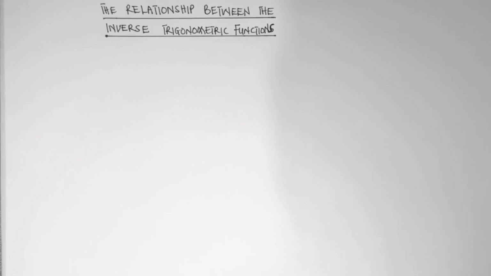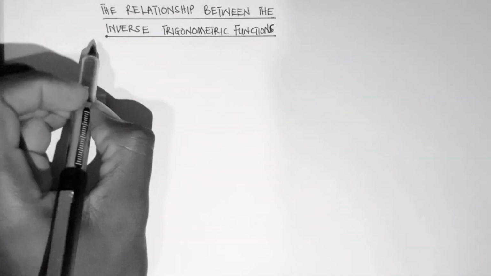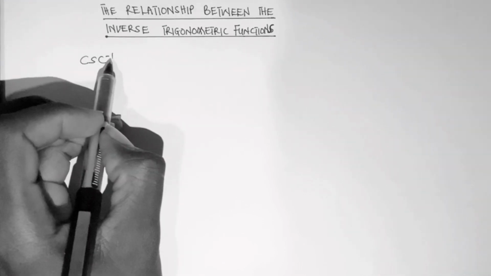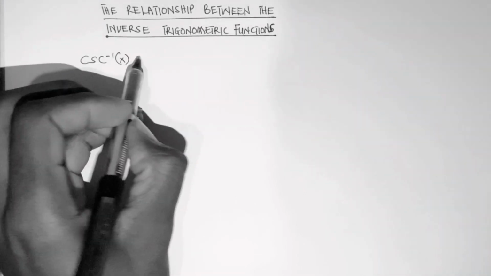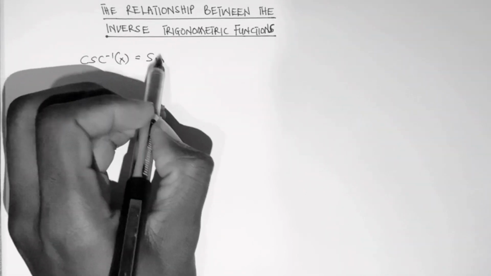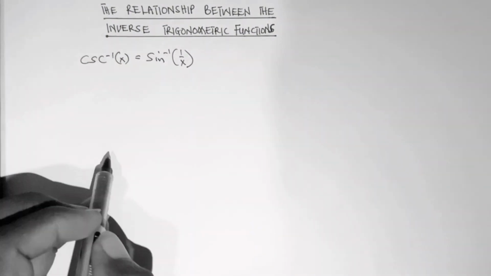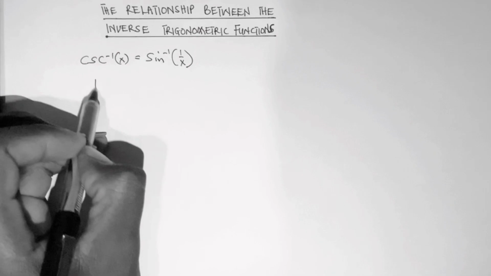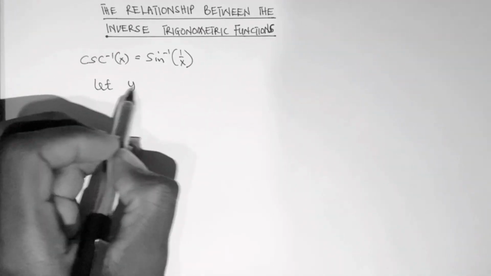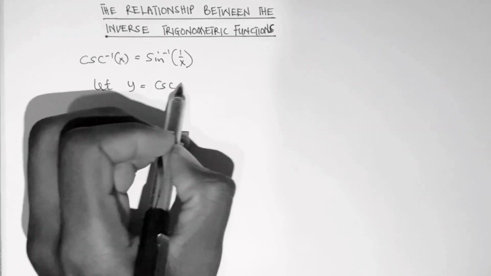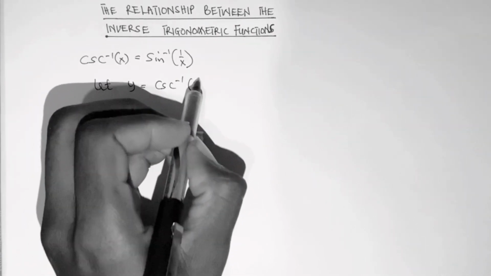In this video, we are going to prove the relationship between the inverse trigonometric functions. So now, let's prove the relationship between cosec inverse of x equals sine inverse of 1 over x. So, let y be equal to cosec inverse of x.